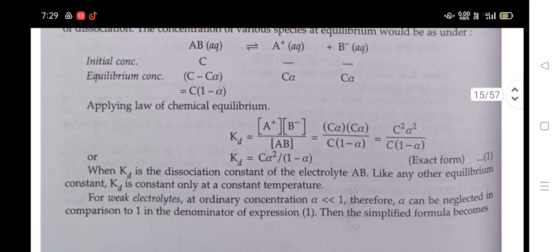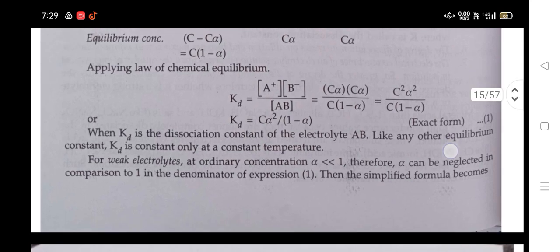Applying the law of chemical equilibrium, Kd is equal to C alpha squared divided by 1 minus alpha. Here Kd is the dissociation constant of the electrolyte AB. Like any other equilibrium constant, Kd is a constant only at constant temperature. For a weak electrolyte at ordinary concentration, alpha is less than 1, therefore alpha can be neglected in comparison to 1 in the denominator of expression 1.